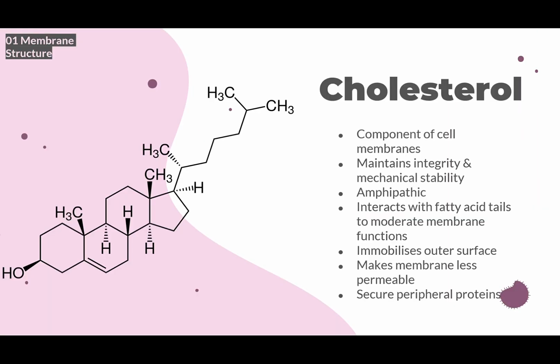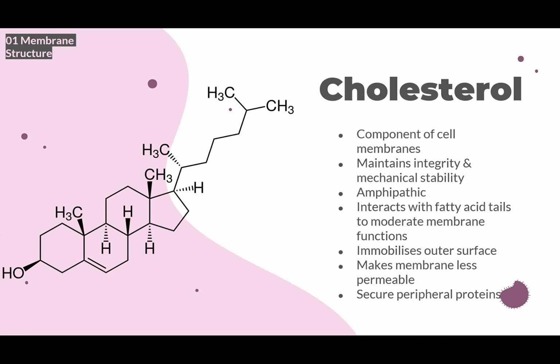And for the last part of the building blocks of the cell membrane, we have cholesterol. Cholesterol is a component of animal cell membranes, and it's there to maintain integrity and mechanical stability. Right down here, the hydroxyl group is hydrophilic, whereas the entire rest of the molecule is hydrophobic, so it's also to some extent amphipathic. Moreover, in plant cells, plasma membranes surround and are supported by the rigid cell wall made of cellulose, which you should remember from the prior video.